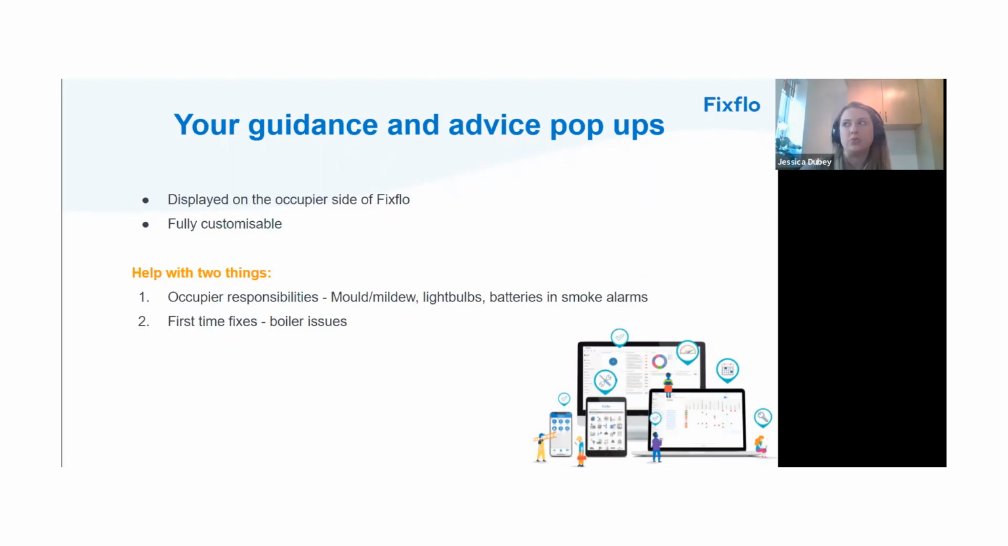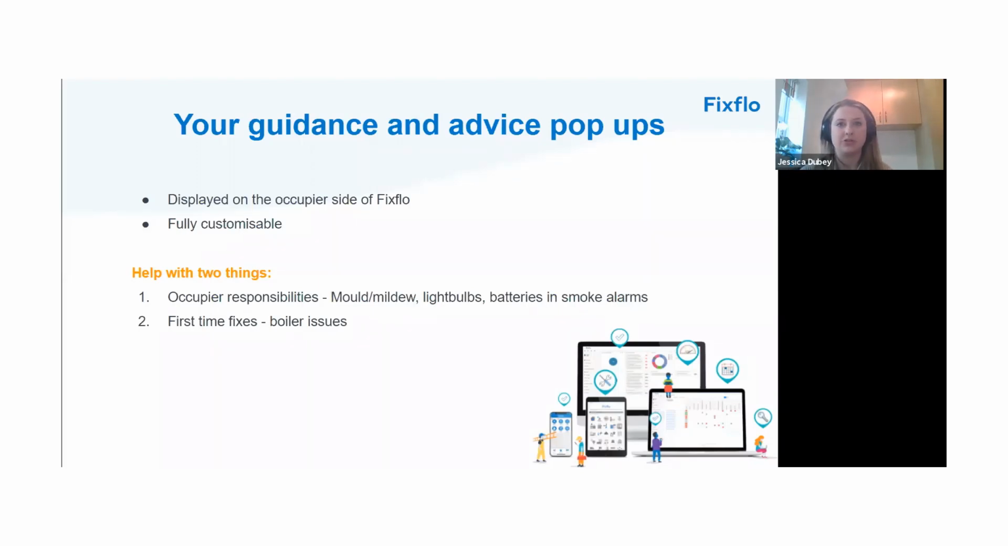You can imagine with these guidance and advice pop-ups, if an occupier is trying to report, say, batteries in smoke alarms, you can have a pop-up saying to them, this is actually something you should be dealing with as per your tenancy. Please go and buy some new batteries and replace these yourselves. That means the issues will be filtered out, saving you and your team time.